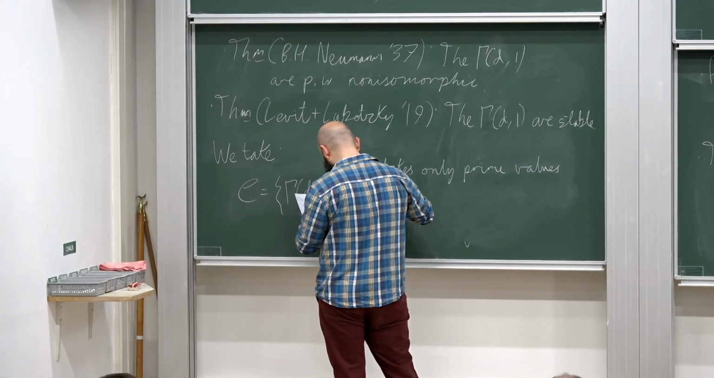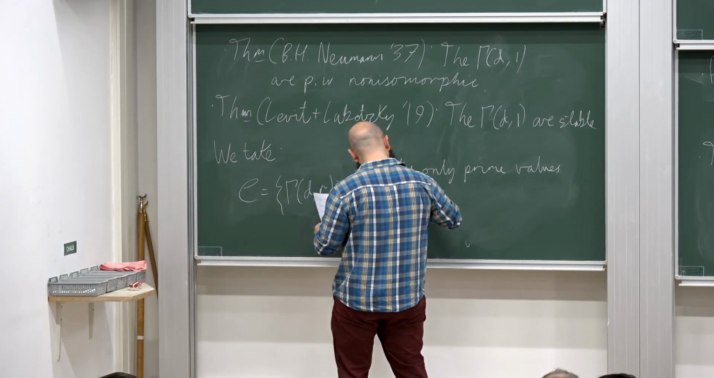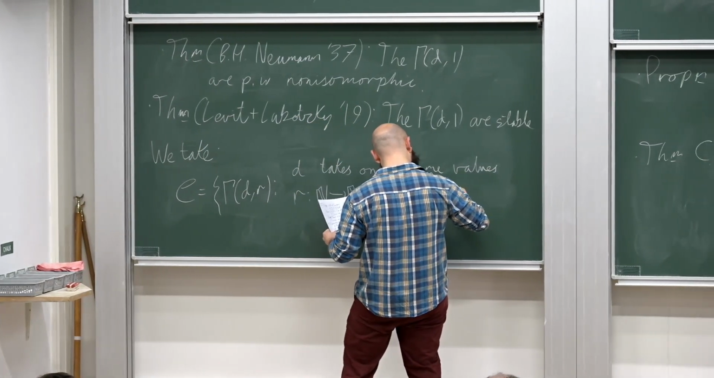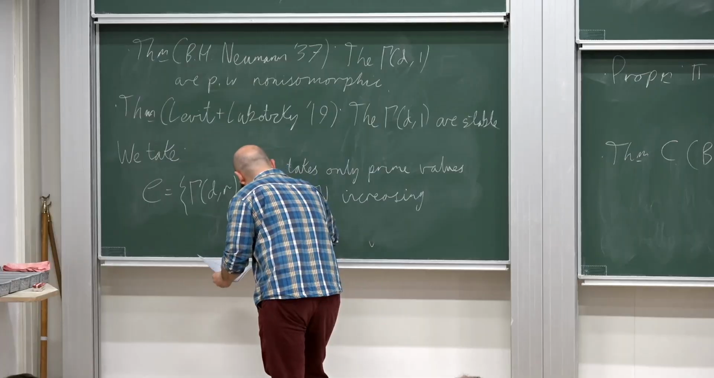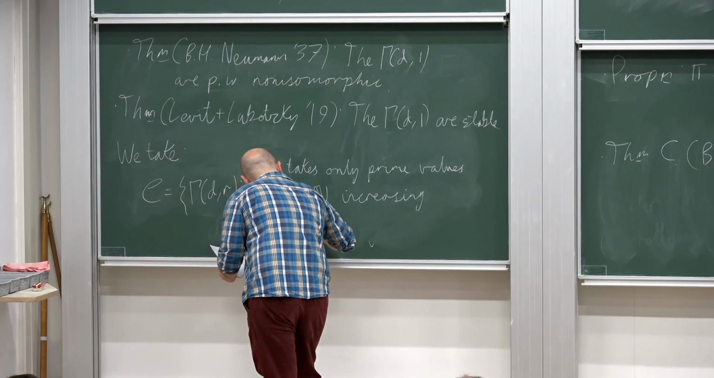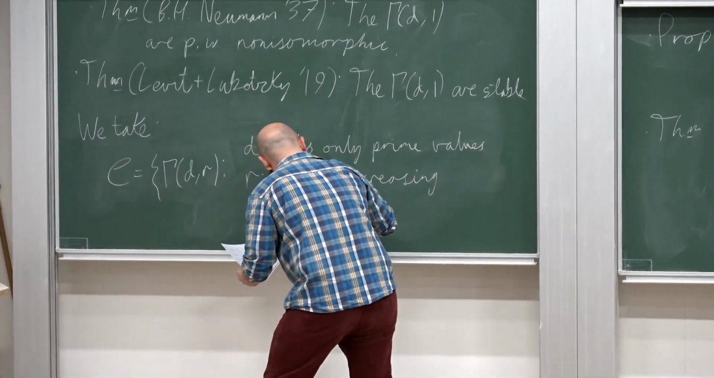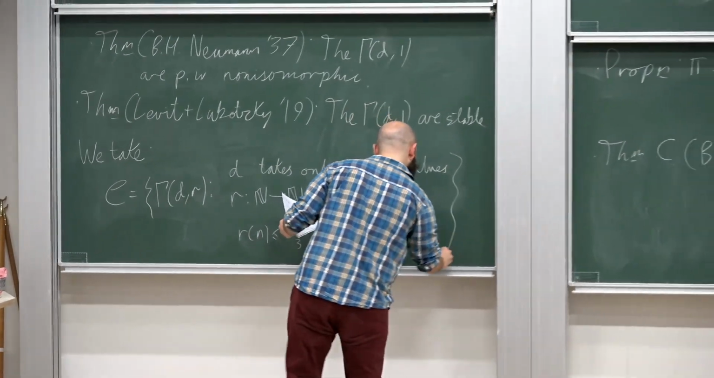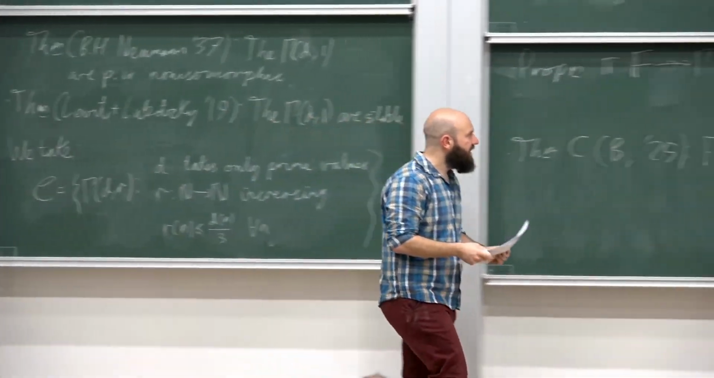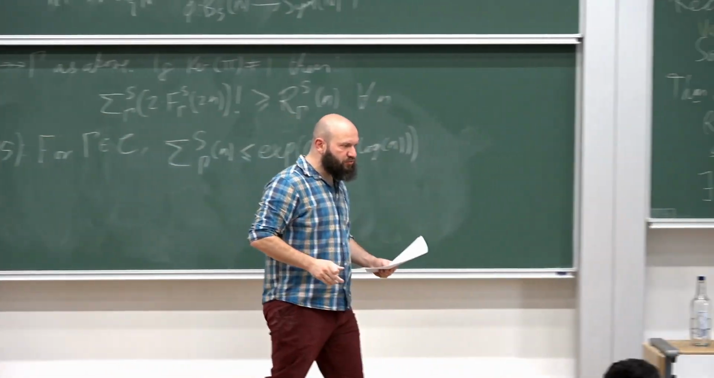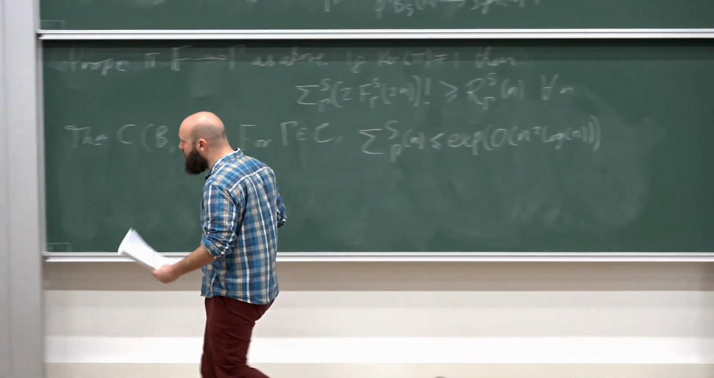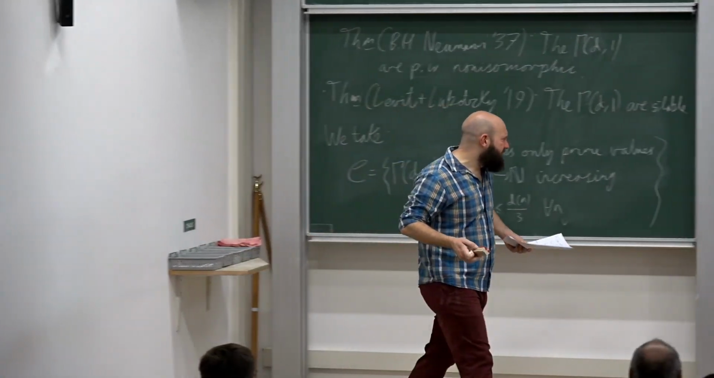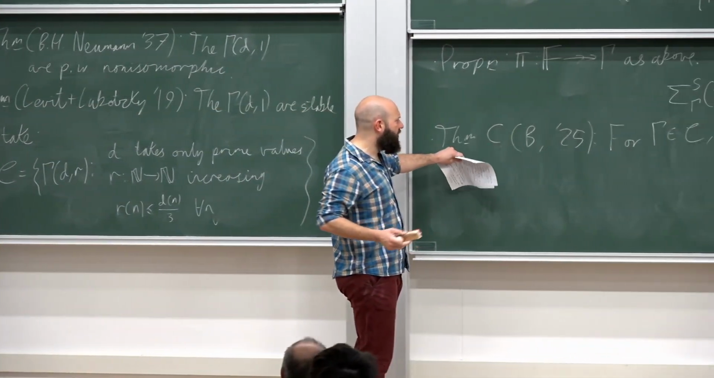R is strictly increasing. And R_n is at most d_n over 3 for all n. Right. And for those groups, we have all of the properties that I described in the three theorems. So the Sofic profile is controlled.